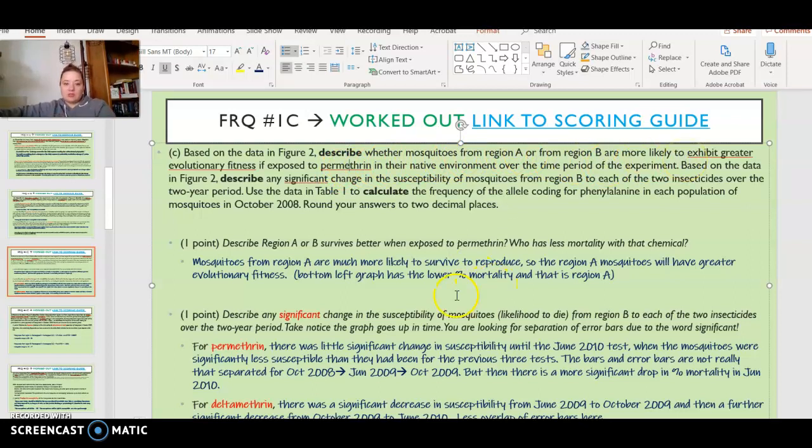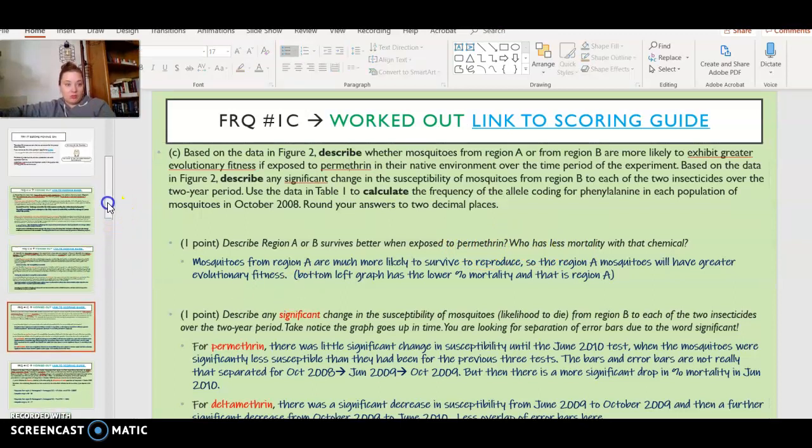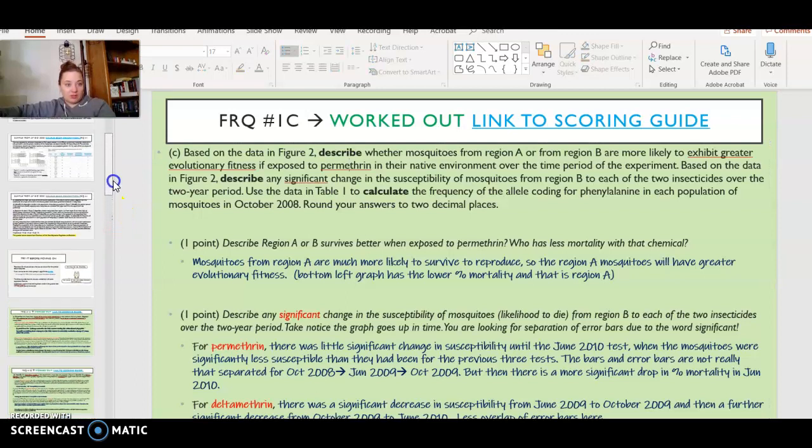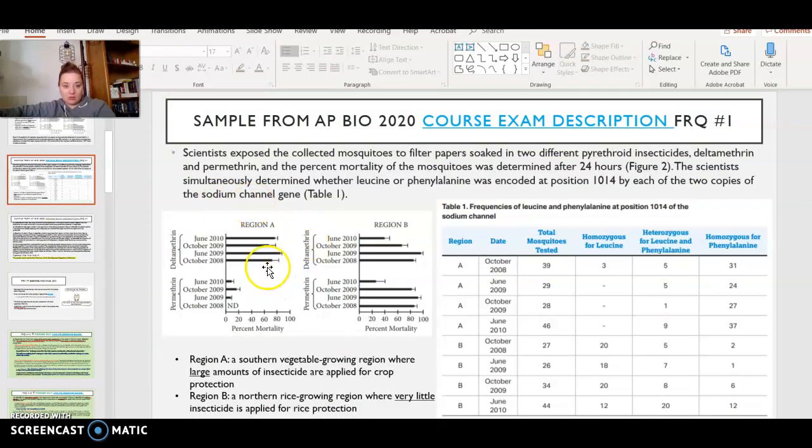So describe, is it region A or B that is surviving better when exposed to the type of insecticide. There was a D1 and a P1, okay? So who has less mortality with that chemical? So who has better evolutionary fitness? Are they the ones in region A or region B?